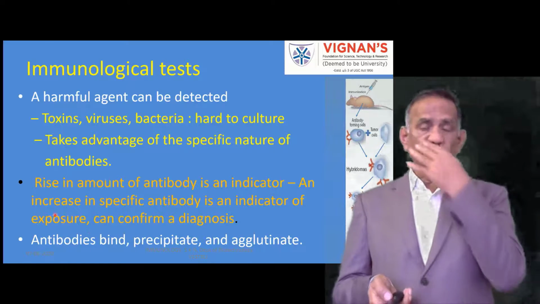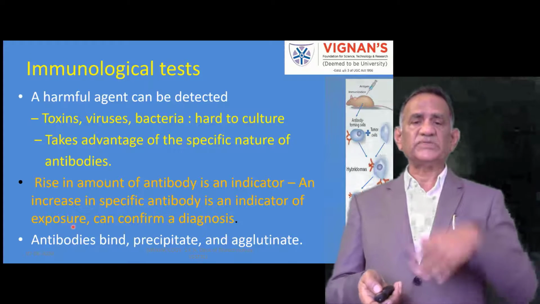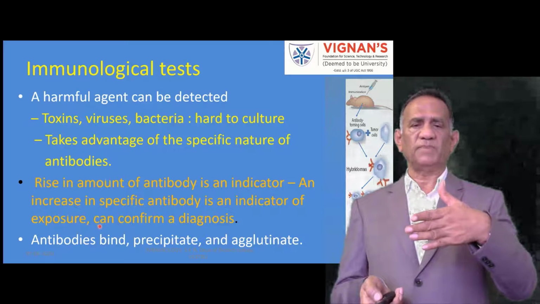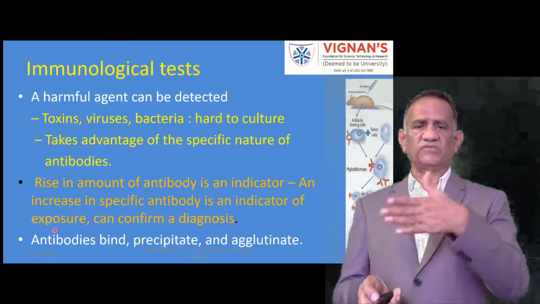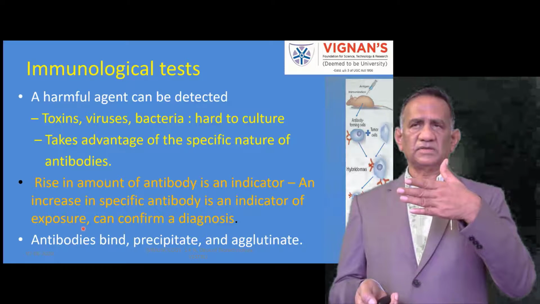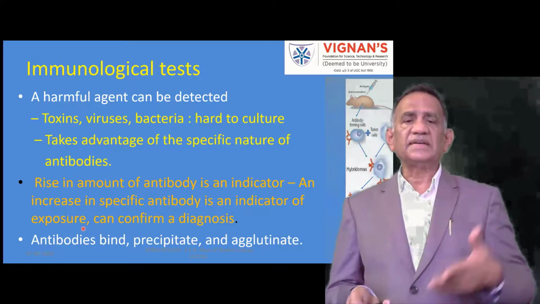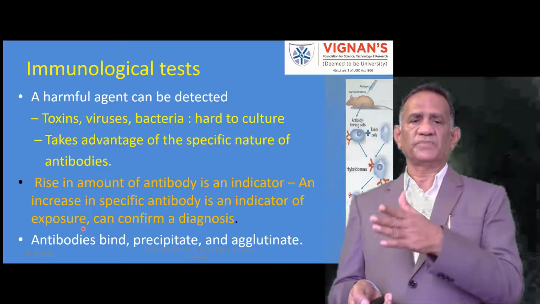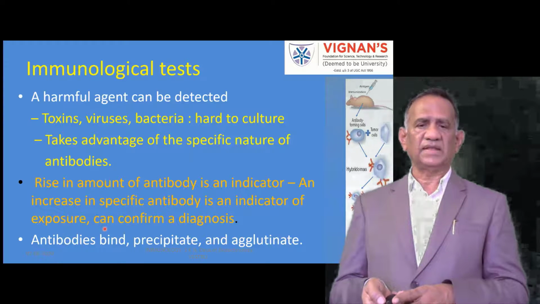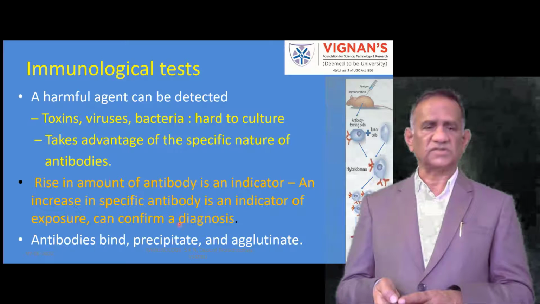So please see here, an increase in the specific antibody is an indicator of exposure. In COVID-19 patients, they test the antibody in the serum after 14 or 15 days. If the doctor invariably finds an increase in the amount of IgG, that indicates he has been exposed to COVID-19. That confirms the diagnosis.